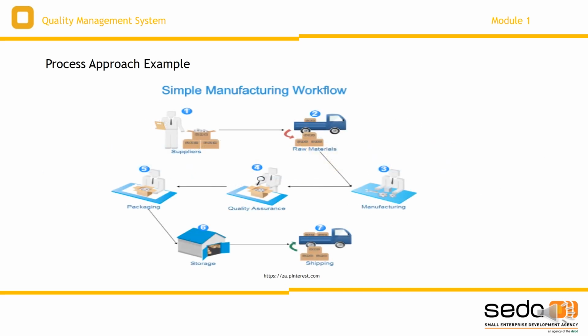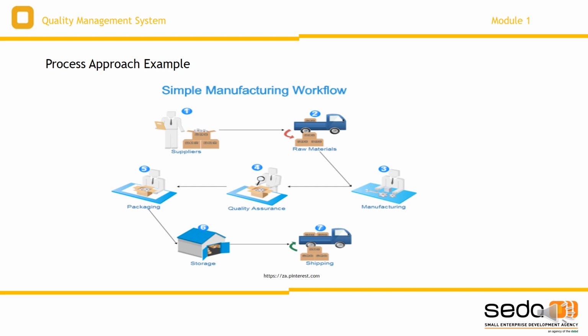Here is an example of a simple manufacturing workflow or process approach. Again, in your organization, you will determine how many processes you have and align them in terms of their sequence or interactions to each other. In this example, process stage 1 is for the suppliers.